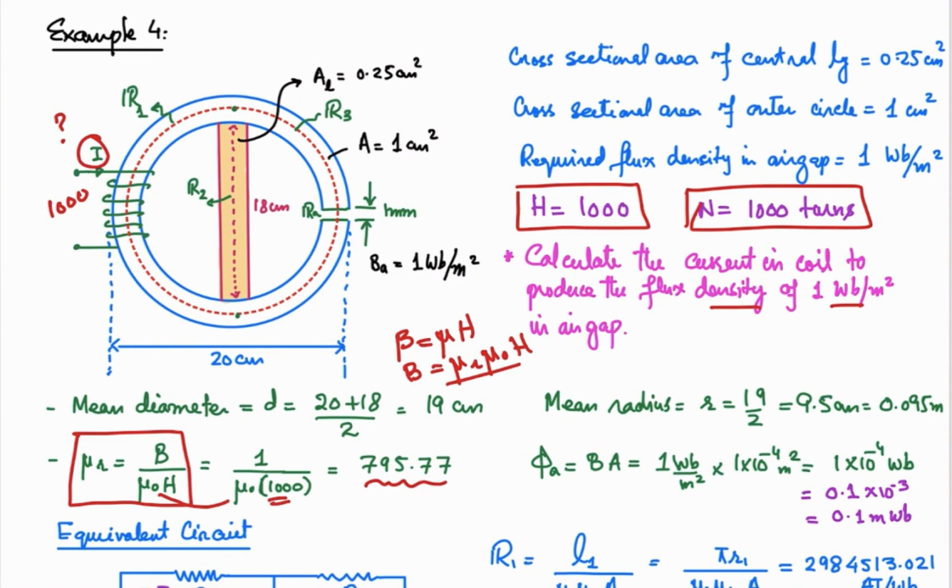795.77. So your core must be this many times more permeable than the air, and the permeability is the ability of the material to allow the magnetic flux to pass through it. Okay, so after calculating the relative permeability, now I am going to move towards the calculation.